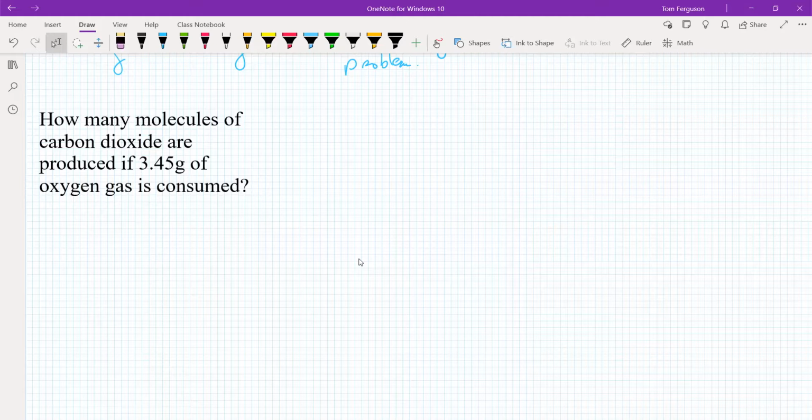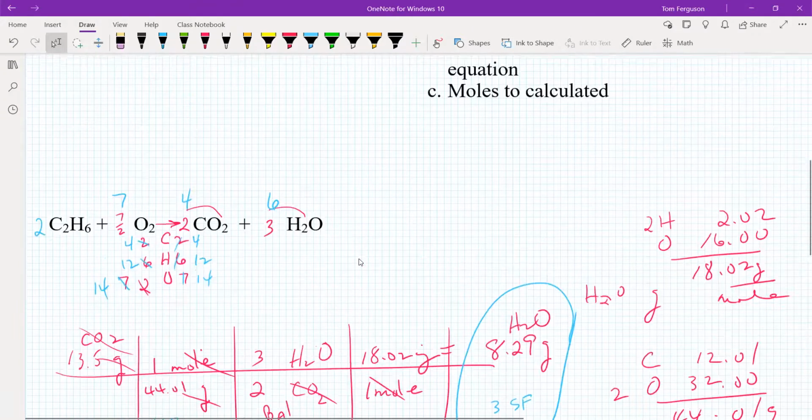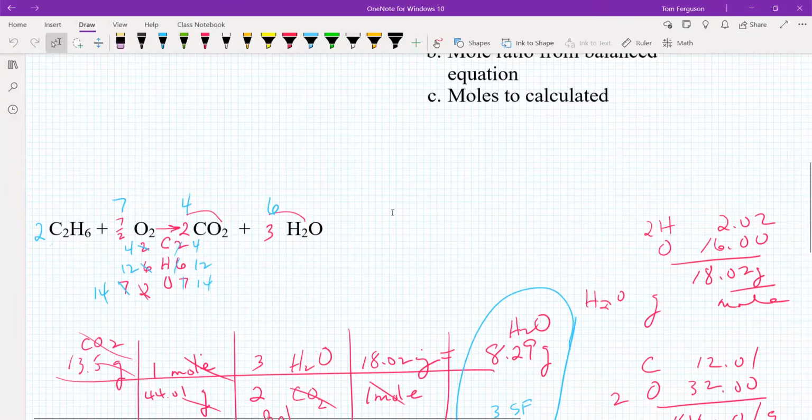Oh. I'm going to go over this one problem and I'm going to stop the lecture and then give you a follow-on later this evening after this coughing subsides. Okay, how many molecules of carbon dioxide are produced if 3.45 grams of oxygen gas are consumed? Okay, so let's go back up here and let me do a copy and paste of this equation.